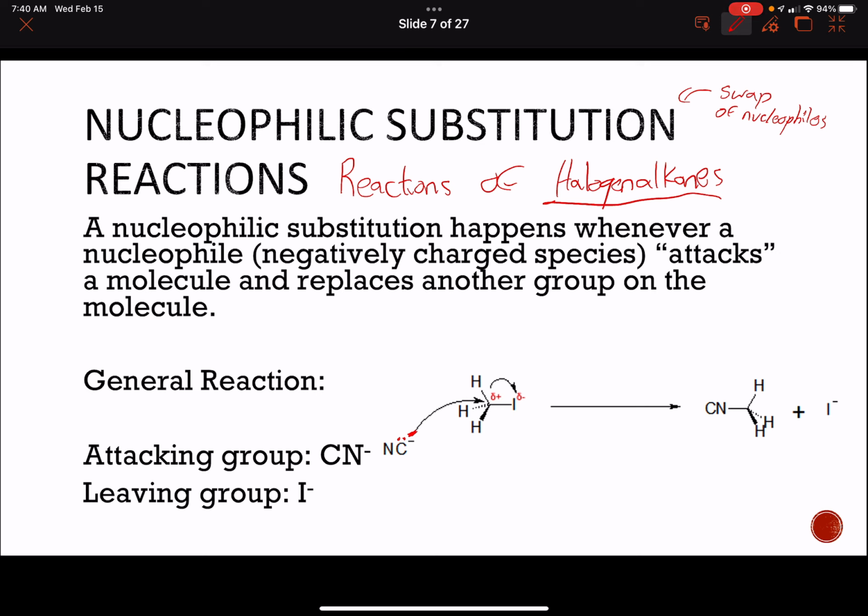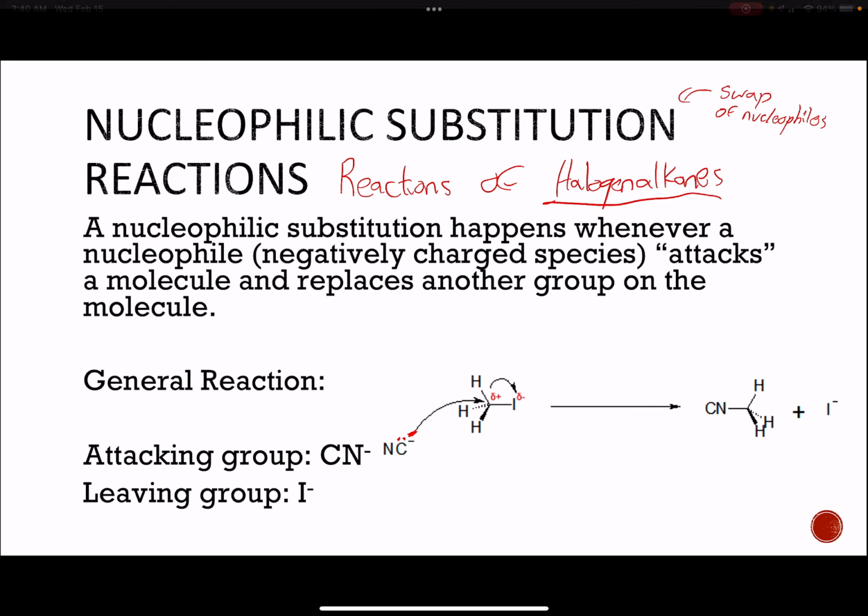And so CN- attacks the organic molecule and basically forms a bond with the carbon in the middle, but carbon can't have 5 bonds, so the CN and the I can't both be attached. And between the iodine and the hydrogens, the iodine is going to leave. And so the iodine leaves, and you end up with I- on the product side. And so here your attacking group is CN- and your leaving group is I-.